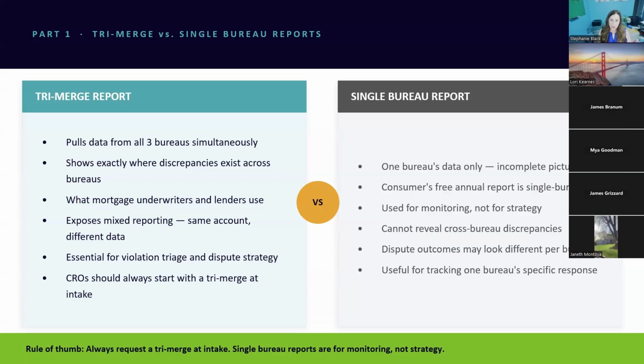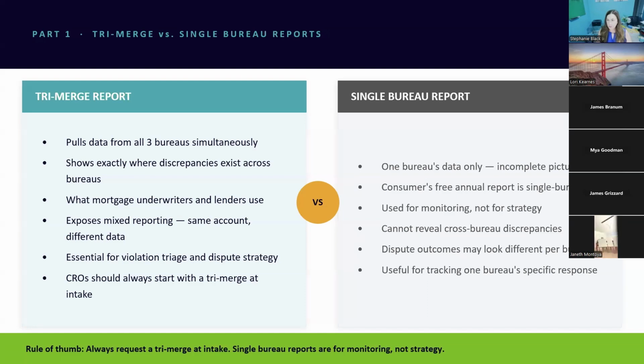Also, it's going to show you things like name variations and date of birth discrepancies, which you could never get off one report. It is definitely essential for violation triage and dispute strategy. You cannot create a proper dispute strategy for anyone unless you have a tri-merge credit report.